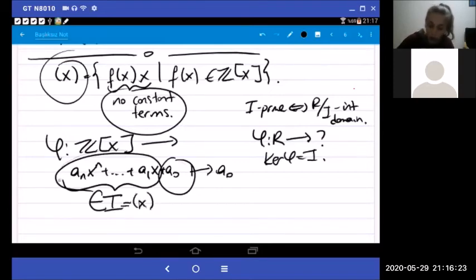Okay, so I want this one, but I don't want constant terms, because the definition of the ideal tells me that. Since I'm taking an arbitrary polynomial to its constant term, and the constant term lies in Z, this comes from the definition of your original ring Z[x]. Z[x] contains all polynomials with integer coefficients. So I found the range of my homomorphism from Z[x] to Z.